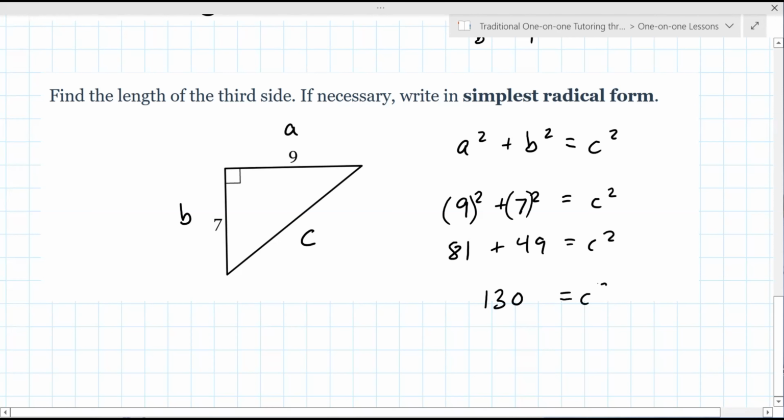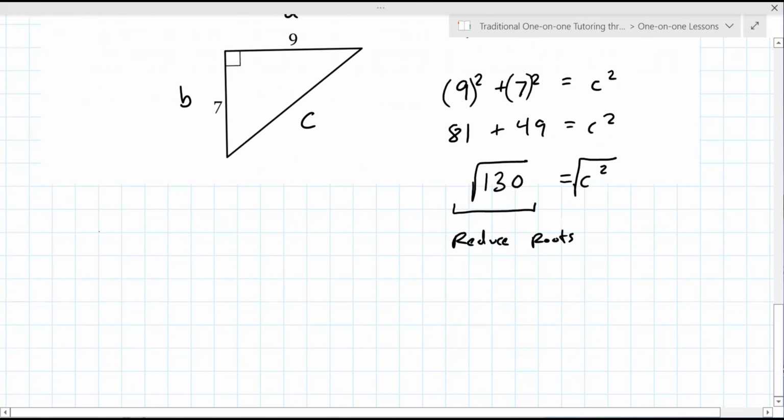equals c squared. And then you take the square root of both sides. Okay, and this is where you have to do what's called reduce roots. This is a skill you probably learned in another class, but it comes up again in this. Now, not all roots can be reduced, but to reduce roots, you use what's called a prime factorization, which you don't need to know. What you do need to know is what are the prime numbers. The first prime number is 2, then 3, then 5, then 7. Then you probably don't need many past that.